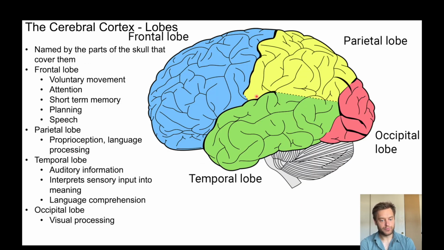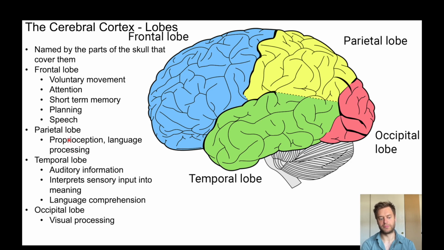Okay, and then, for the various lobes, we have the frontal lobe, which is important for voluntary movement, attention, short-term memory, planning, and speech. We have the parietal lobe, which is important for proprioception, language, and language processing. So proprioception is like your ability to know where you are in the world. If you close your eyes and you lift your hand up to the right corner or whatever, the ability for you to kind of feel and know where your hand is in that scenario is an example of proprioception.